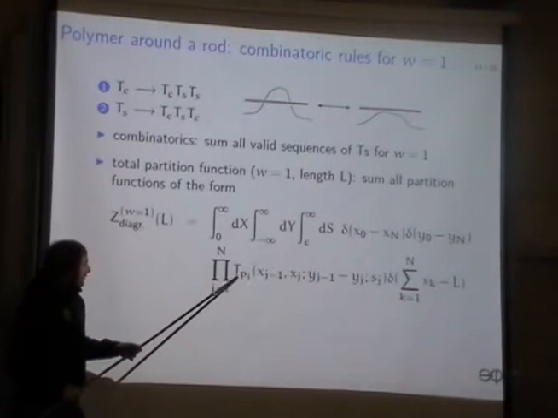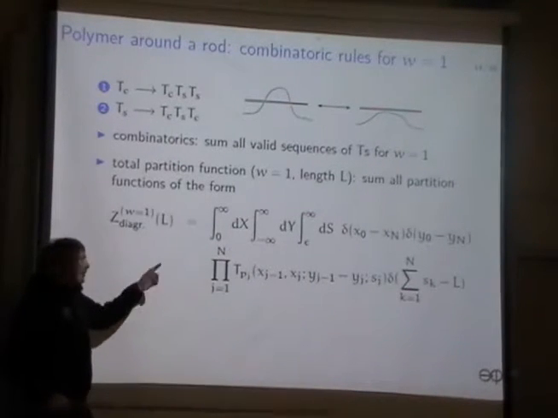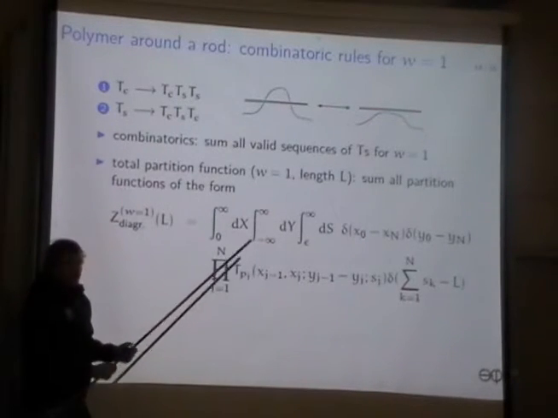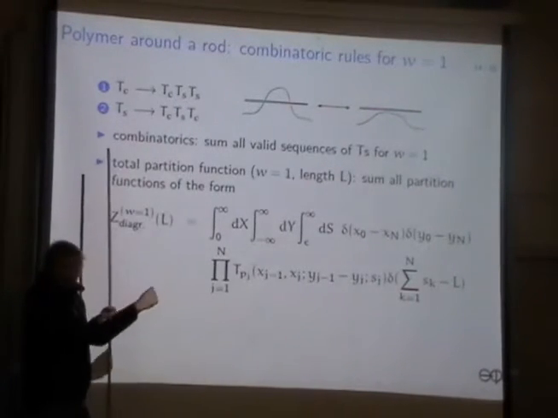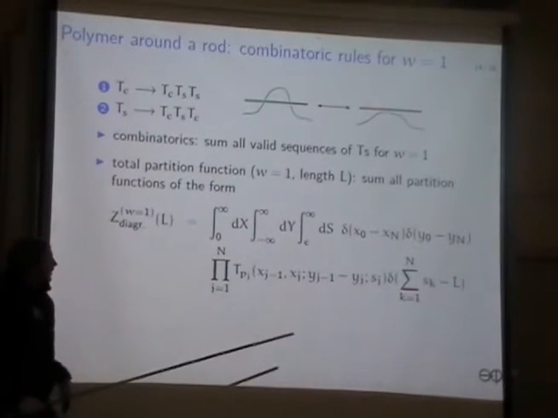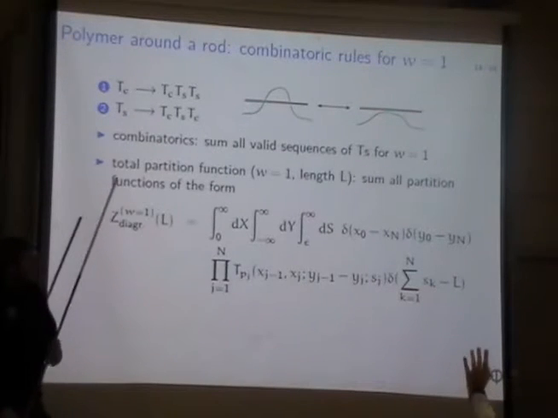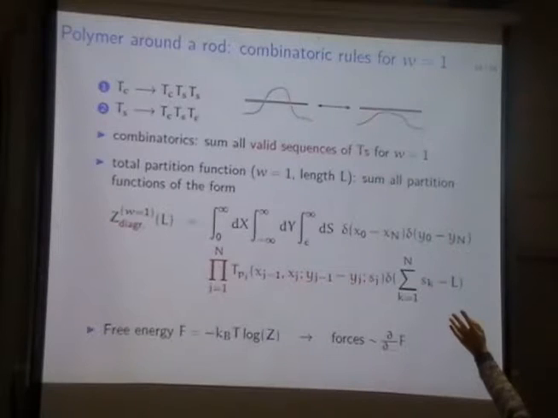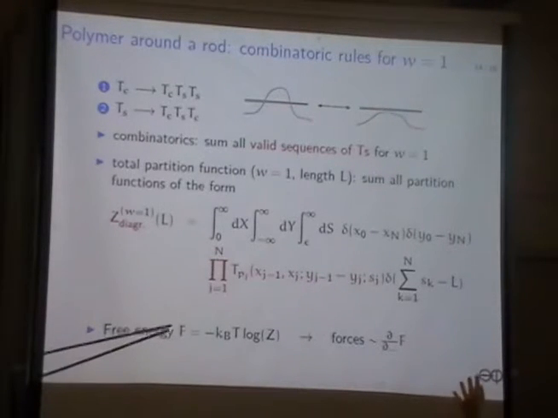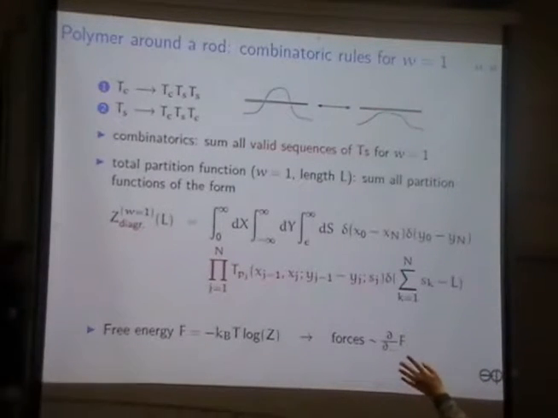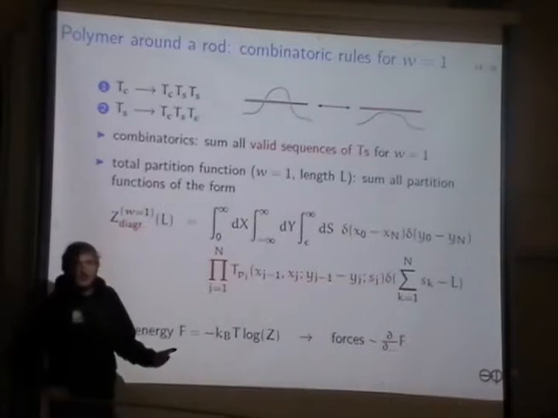And then this TP is either a crossing or a same side T. But I have a product of all these things with consecutively joining coordinates. So it's a horrible integral to do. Again, it can only be dealt with in some kind of approximation scheme. But we did this, and in the end you get some partition function, and you can find the free energy by just taking the logarithm. Once you have the free energy, you can look at forces by taking derivatives.